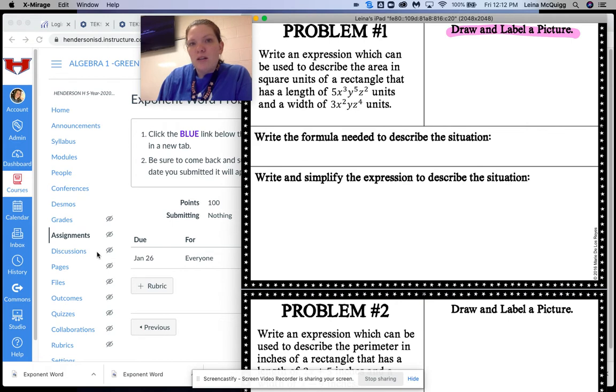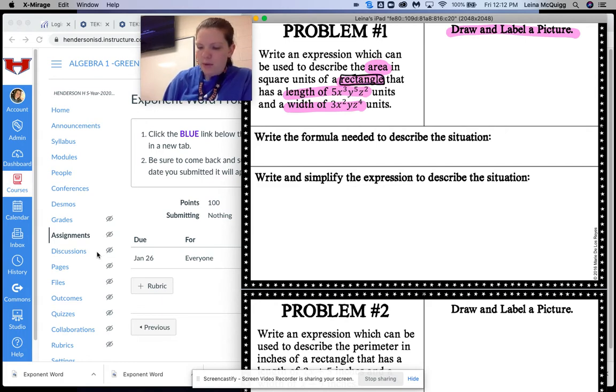Okay, so the problem says write an expression. The difference between an equation and an expression is an equation has an equal sign, which means we're solving. An expression does not have an equal sign, so we don't have to solve. We just have to combine terms, okay? So write an expression which can be used to describe the area, I'm going to highlight this, area in square units of a rectangle that has a length of 5x cubed y to the 5th z squared units and a width of 3x squared y z to the 4th.